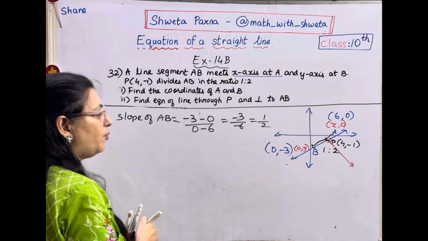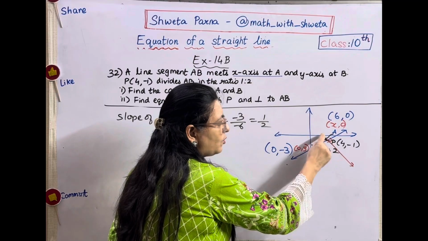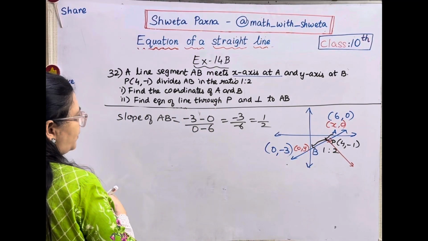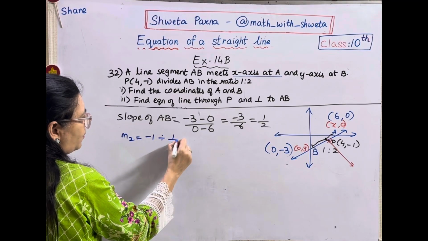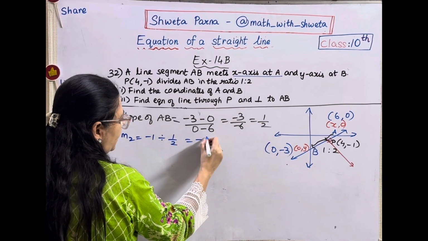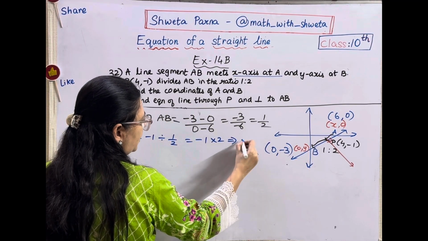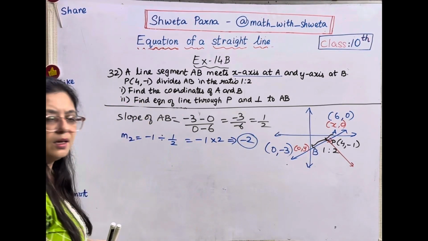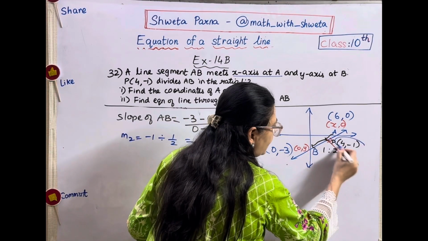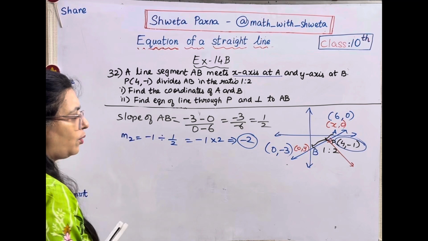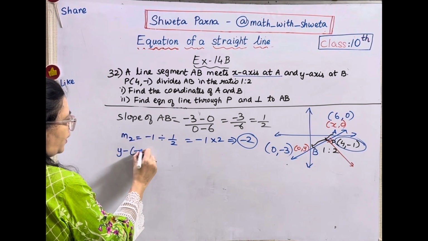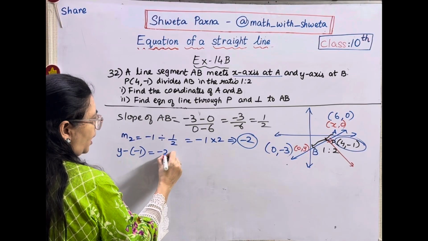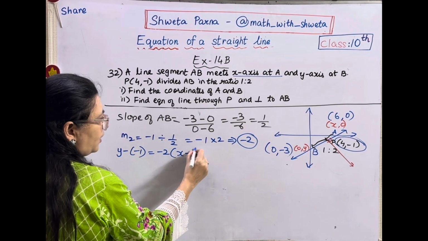This is m1. Now what would be the slope of this line? The slope of that line, m2, would be minus 1 divided by 1 by 2, which is minus 1 into 2, which is minus 2. This is the slope and this is the point. You can write the equation in point slope form. Y minus y1 is equal to m into x minus x1.